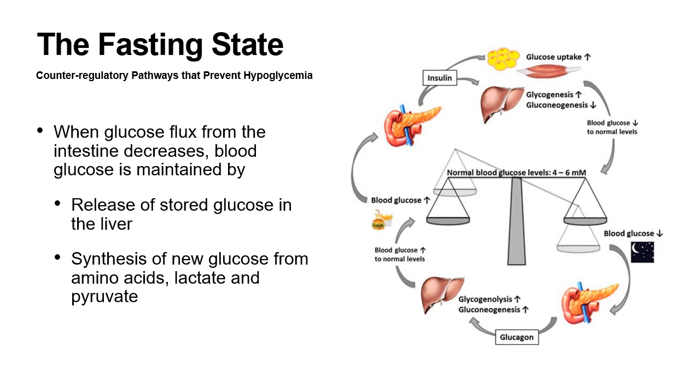In the fasting state, glucose flux from the intestine decreases. So the amount of glucose that is being absorbed by the small intestine decreases. Blood glucose, however, does not go down even if the levels of glucose being absorbed go down, because the stored glucose in the liver in the form of glycogen is being released, and new glucose molecules are being formed from amino acids, lactate, and pyruvate.